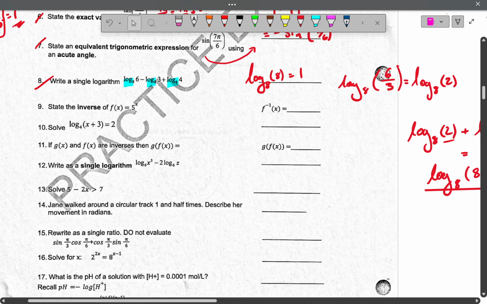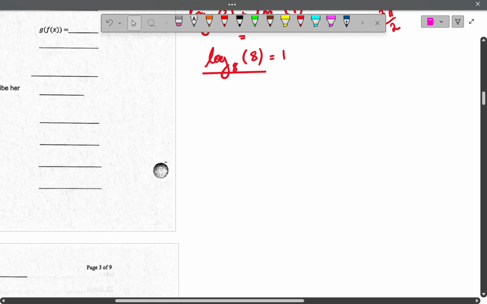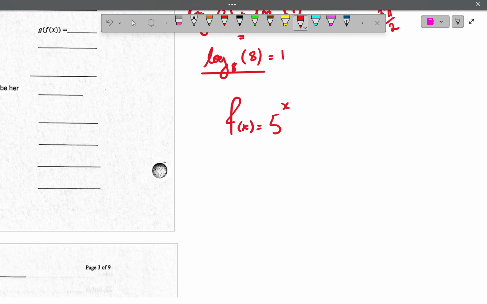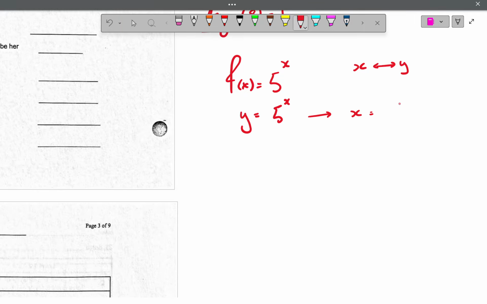Question 9 asks for the inverse of the function f of x equals 5 to the x power. To find the inverse of a function, what you do is you swap your x and your y, where your y would just be your f of x. So I'm going to write this as y equals f of x, and then we have to swap them. I'm going to make the swap, and then I'll say x will be equal to 5 to the power of y. And our inverse is whenever we've isolated y on its own.